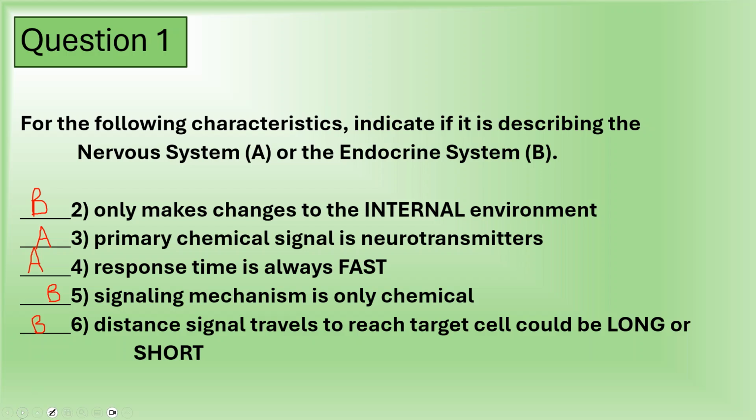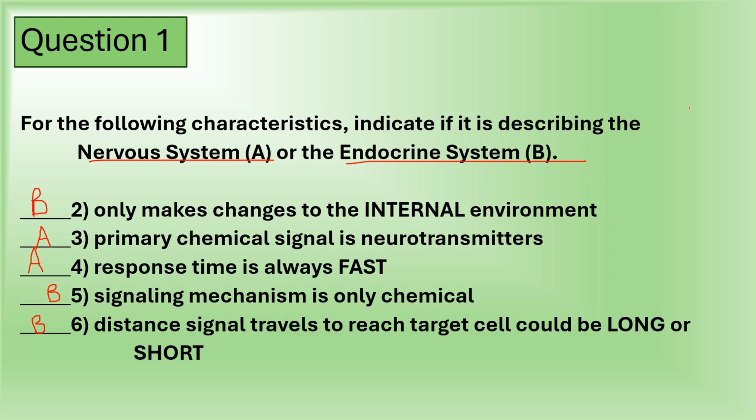Okay, so comparing it back to the table that we just saw, you should get only makes changes to the internal environment. Well, that's going to be the endocrine system. So anything with an A is going to be nervous system. Anything with a B is going to be endocrine system. Primary chemical signal is neurotransmitters. That's definitely going to be the nervous system. Response time is always fast, keyword being always there. That's also going to be the nervous system.